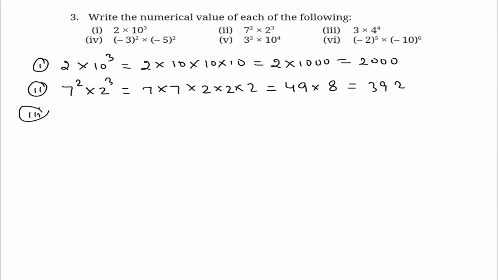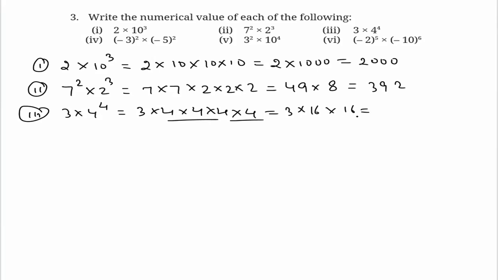Now the third part is 3 into 4 to the power 4. So 3 into 4 to the power 4 means 4 is multiplied by itself 4 times. Okay. So we can write 3 into, now 4 into 4 is 16, and again 4 into 4 is 16. We know that 16 into 16, 16 square, is 256. So 3 into 256, when you multiply, you will get 768.